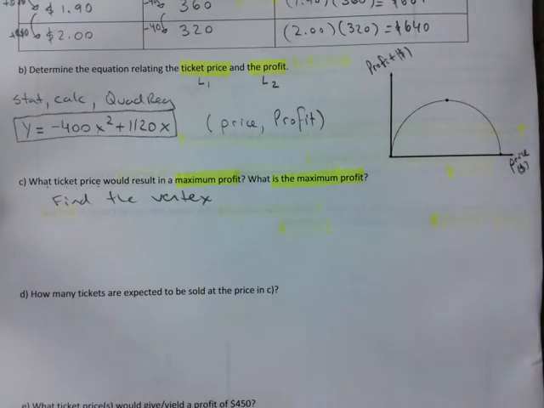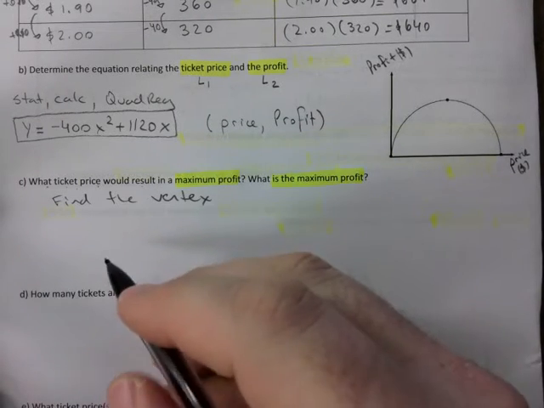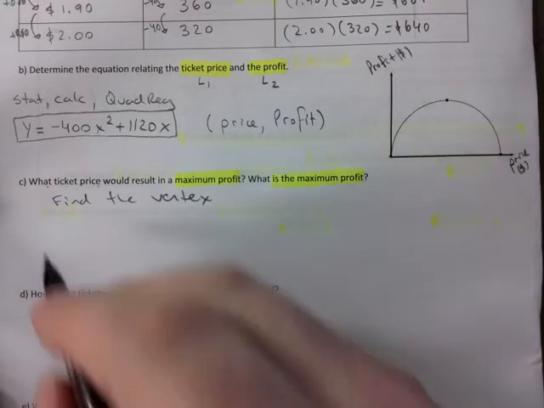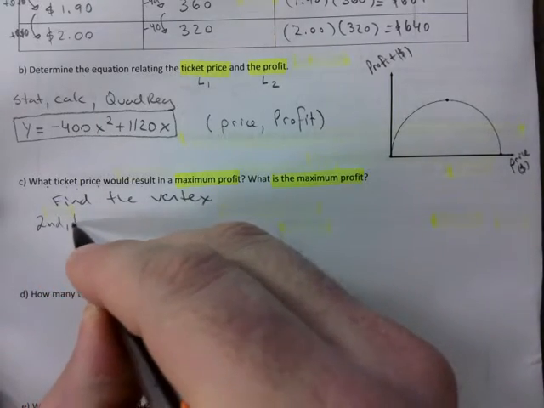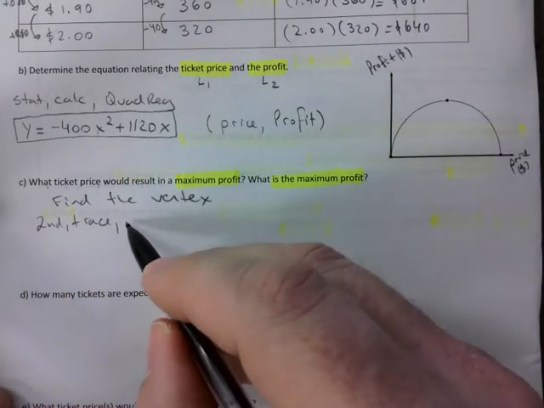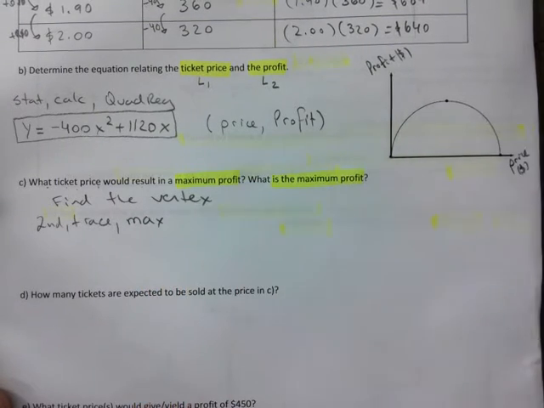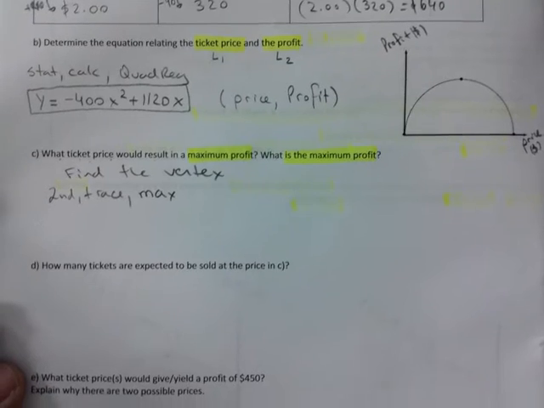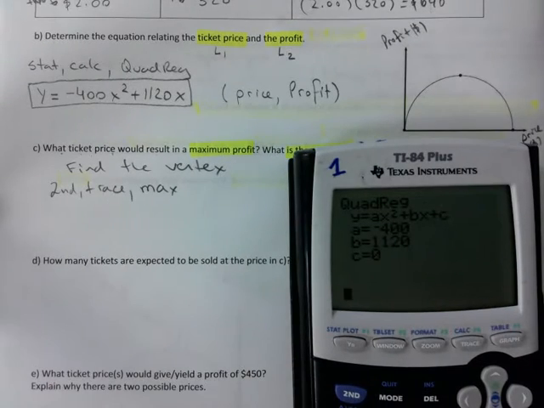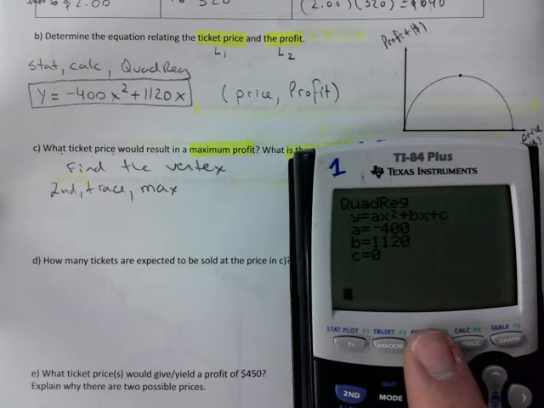By the way, if your parabola goes upwards, like if it's pointing up, you probably made a mistake, right? With profit, it shouldn't do that. And so we're going to go second, trace, and what are we going to use, min or max? We're going to use max, right? Hopefully that makes sense. But that requires us to actually find an appropriate window. Okay, so what do we do?